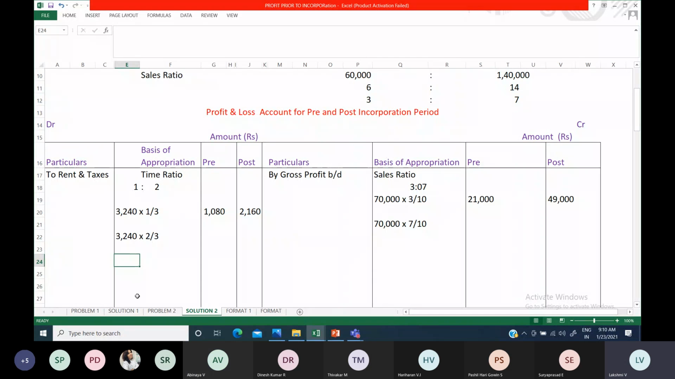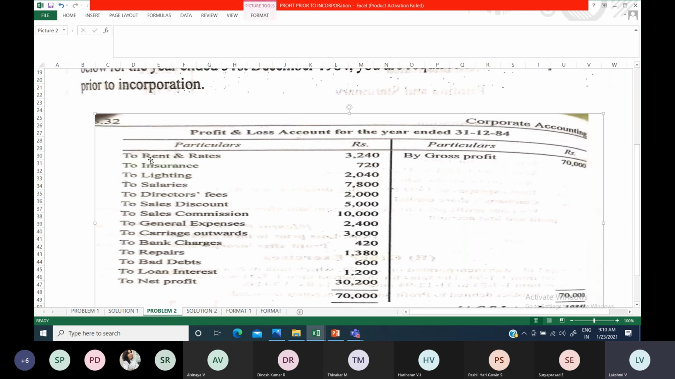So moving to the other items. I hope all would have understood till this gross profit and rent and rates. So similarly, all the other items, insurance. First, for the question, you have to find out what the items are, whether time ratio or sales ratio. You have to understand that one, and then you can go to the problem working out.